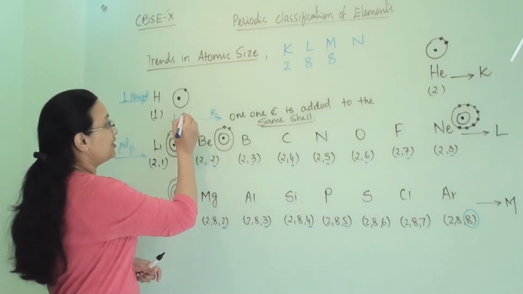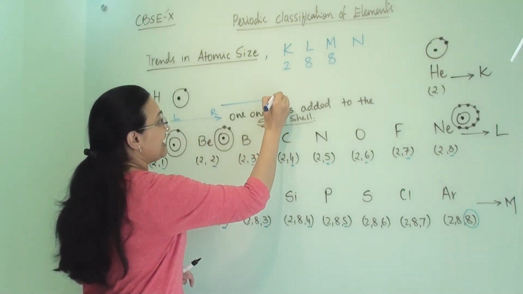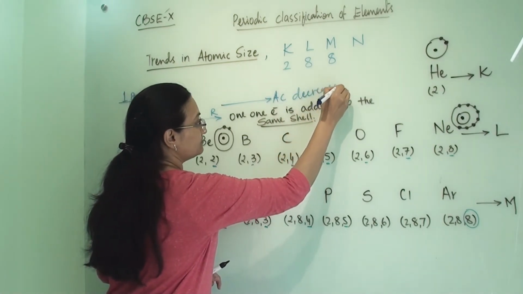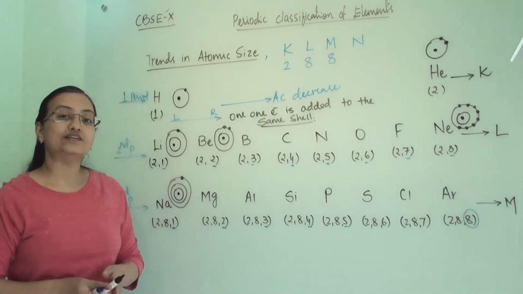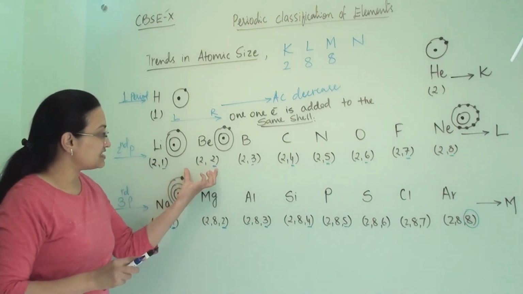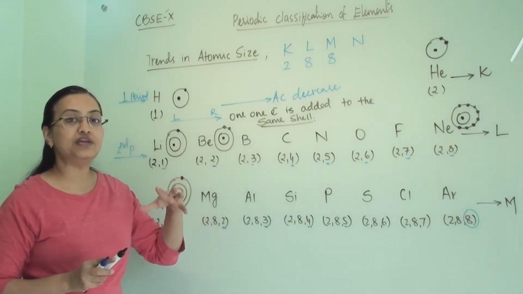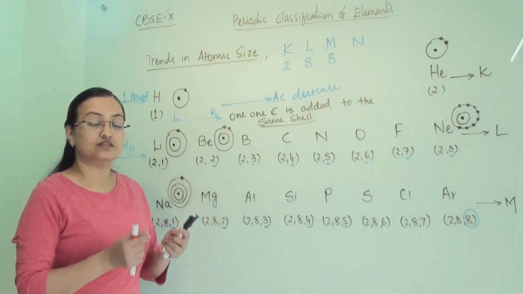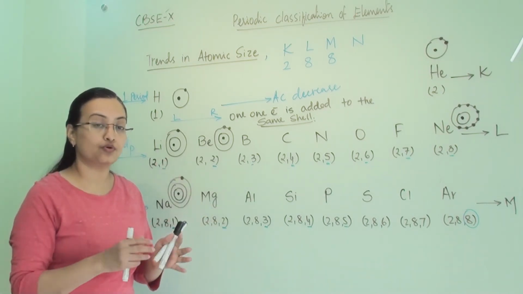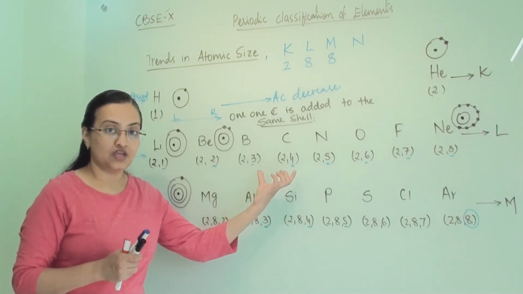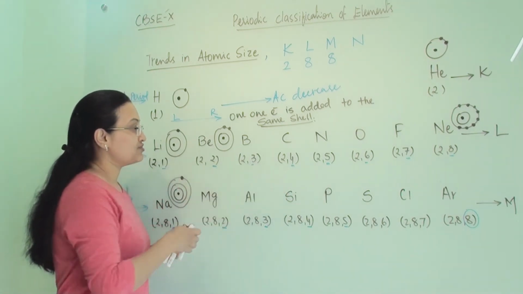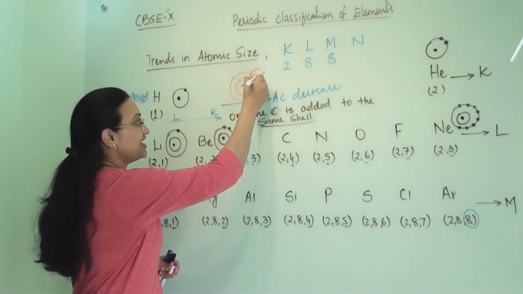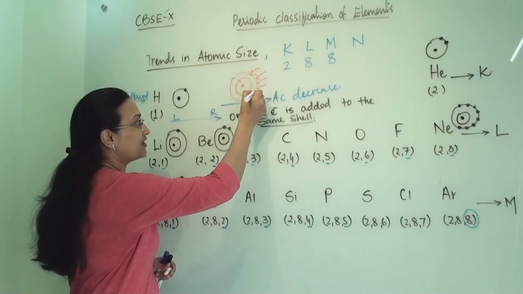Now what about the atomic size? So as we are going from left to right, the atomic size will decrease. Why will it decrease? Because see here, in the same shell the electrons are being added. So what will happen when we go from left to right? More electrons and more protons are coming into the atoms. So the more electrons we add in the same shell, in the one shell we keep on adding more and more electrons.